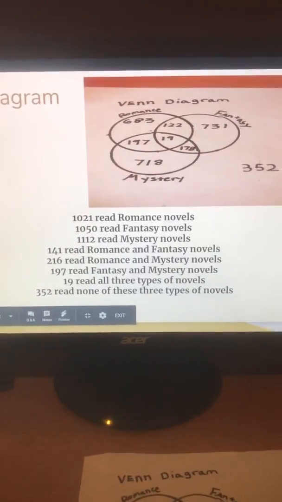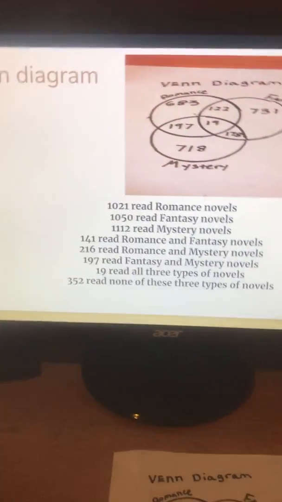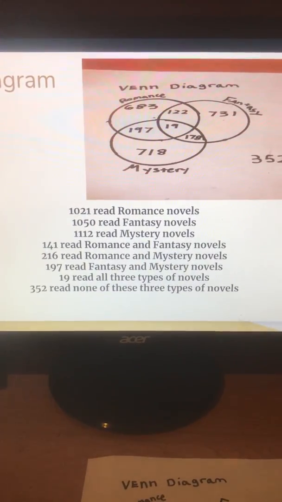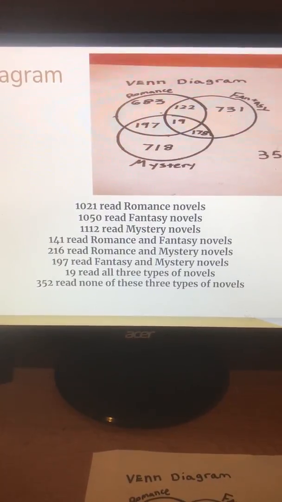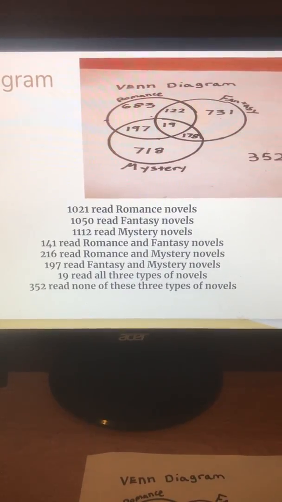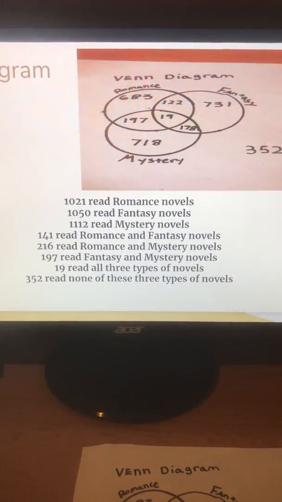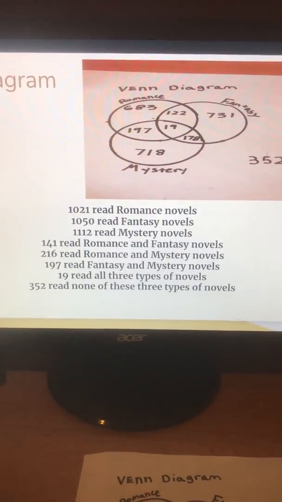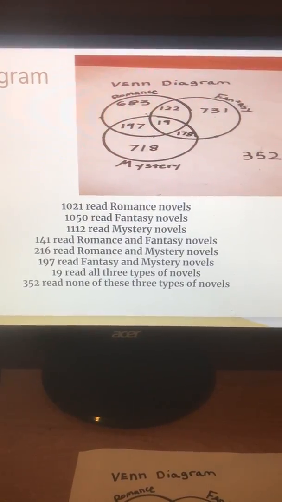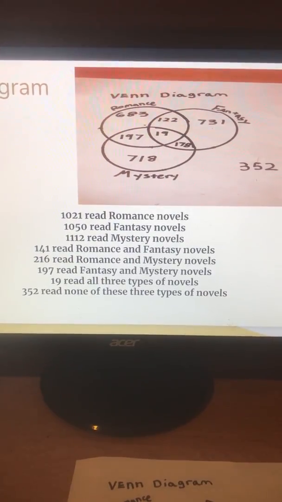And here's my Venn diagram. The Venn diagram shows how many people read different novels in 3 different categories, as well as some together, and some all 3 together, and some none of them at all.